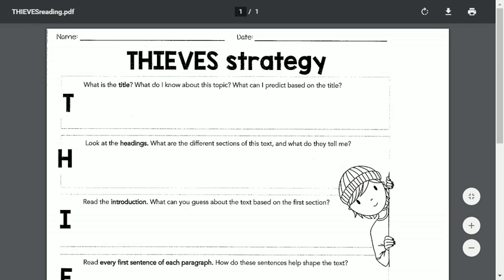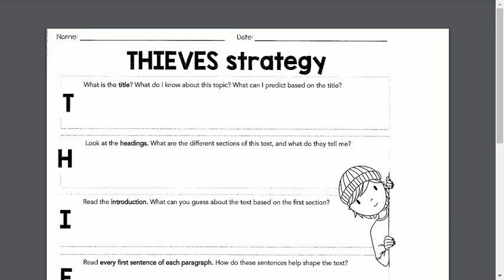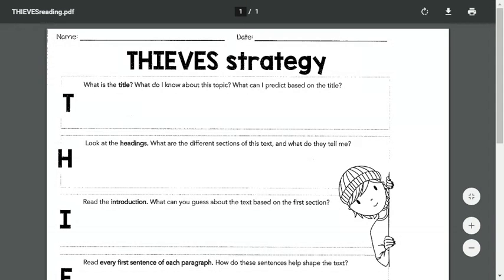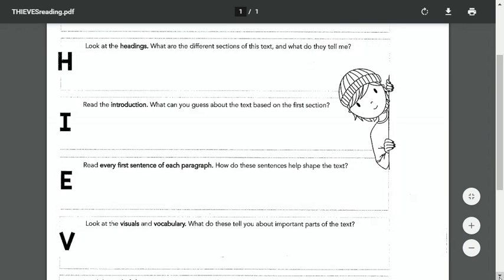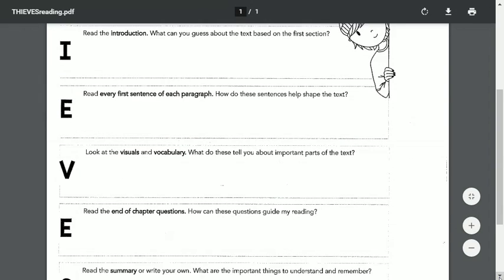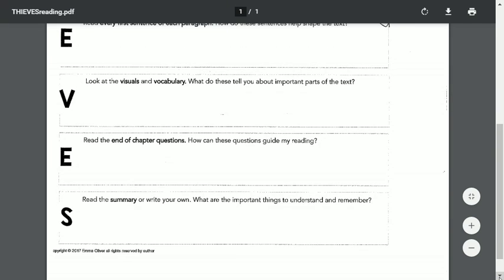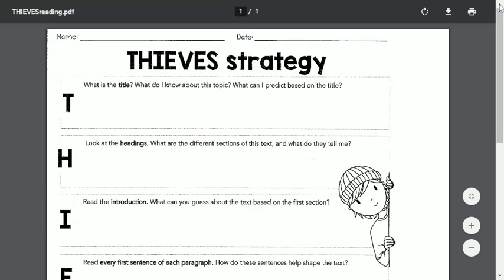Okay, guys, so today we're going to talk about a new reading strategy called the THIEVES strategy. THIEVES is an acronym, and it stands for the title, headings, introduction, every first sentence, visuals, vocabulary, end of chapter questions, and summary. Acronyms are just a way that you can remember things that you need to do. And this is just a strategy that will help you with looking at informational text or anything that you may have in class.